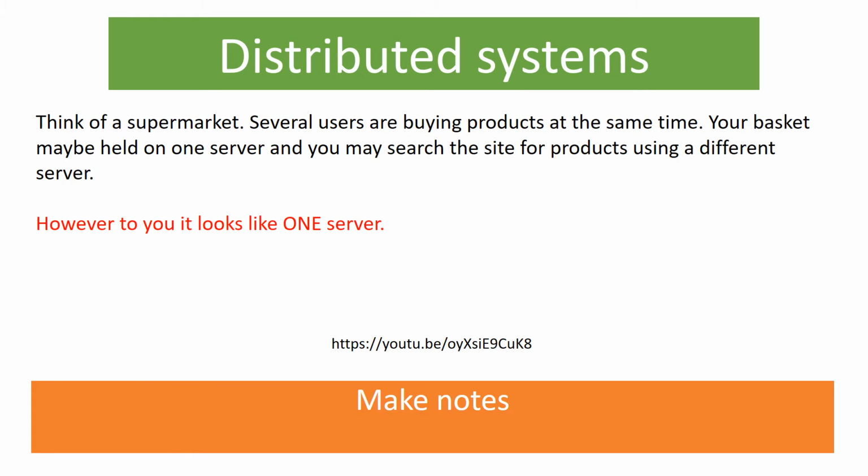You can also think of a supermarket when you think of a distributed system. If you're buying several products at the same time, your basket is going to have all the items that you've ordered, and they're going to stay on that server until you check out. Now, you might not be the only person with stuff in their baskets as well. But when you're searching the site, you might be searching a different server, which holds lists of all the different products available. This is a distributed server. However, to you, it looks like you have one system.